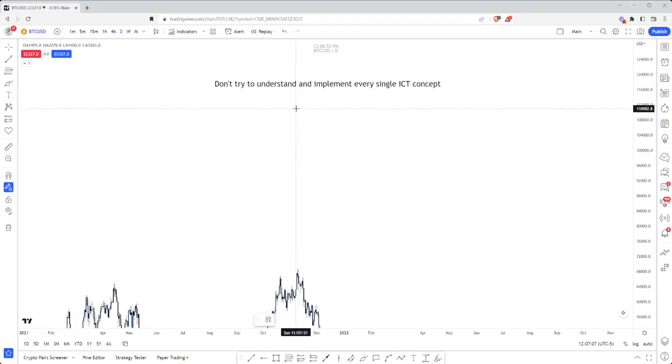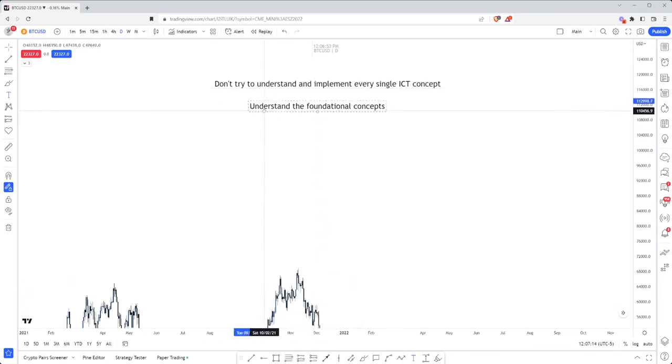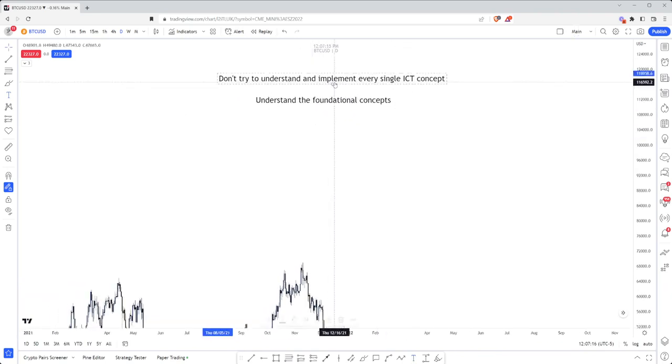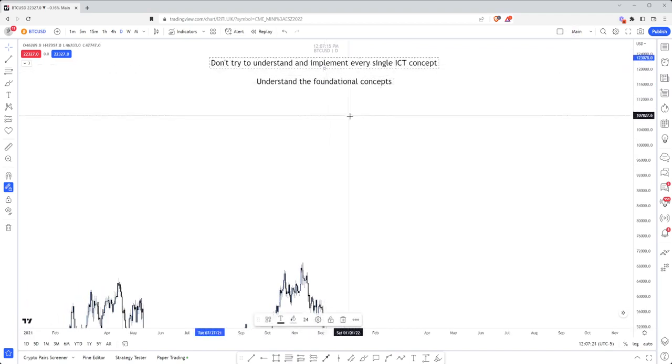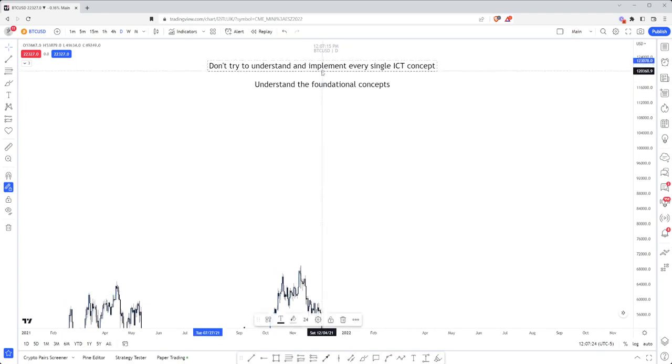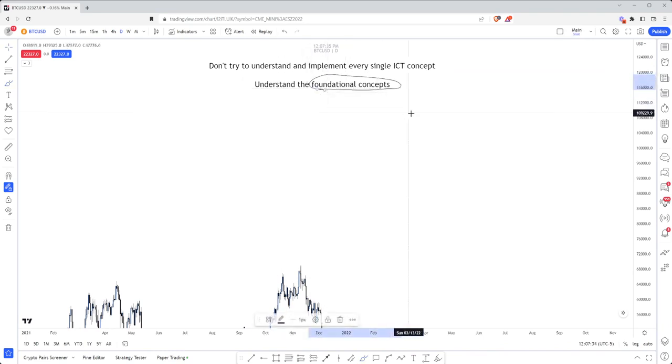So conceptualizing is key. Understand the foundational concepts. So what are the foundational concepts of ICT or any smart money concepts? Because, hate it or love it, there are different variations of smart money concepts, and people have taken the original foundational concepts and built their own strategies. A lot of people say everything is just a carbon copy of ICT. It's just simply not true. A lot of people have taken the idea and then went back and tested and found different occurrences in price and different ways to read price, but it's all based around the same narrative.